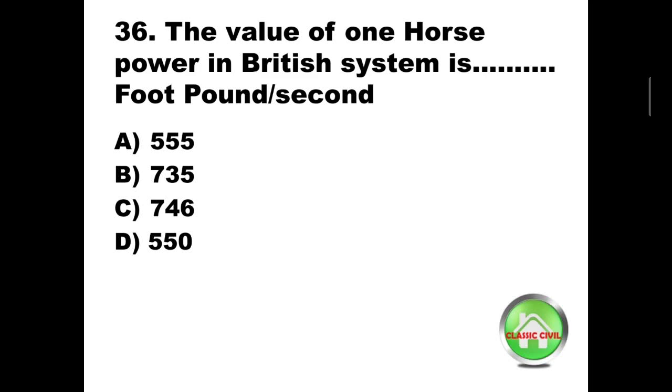Question number 36. The value of 1 horsepower in British system is dash foot pound per second. Option A, 555. Option B, 735. Option C, 746. Option D, 550. The value of 1 horsepower in British system is dash foot pound per second. Answer is option D, 550.